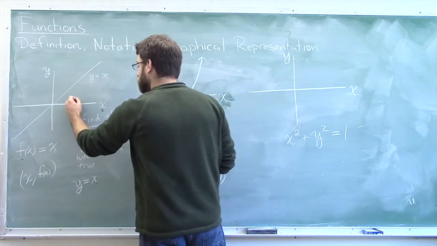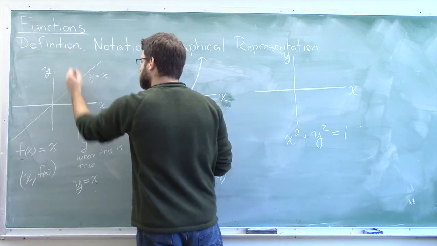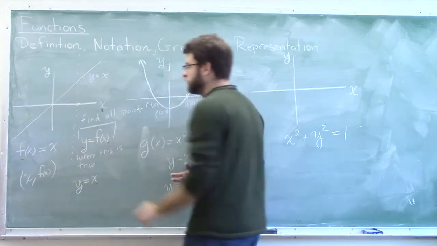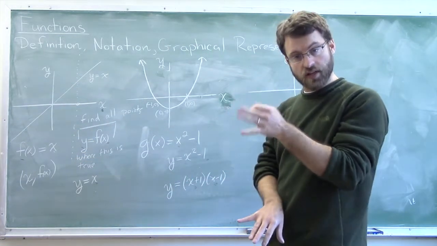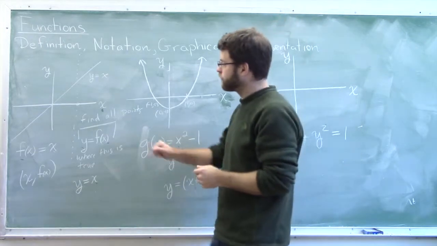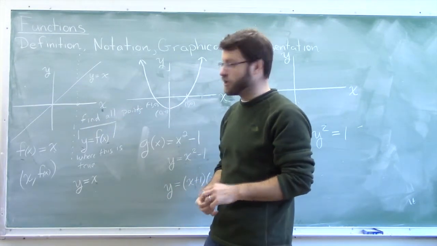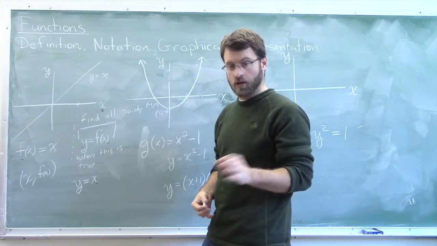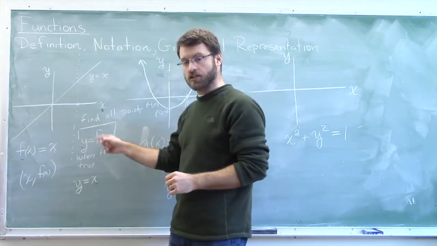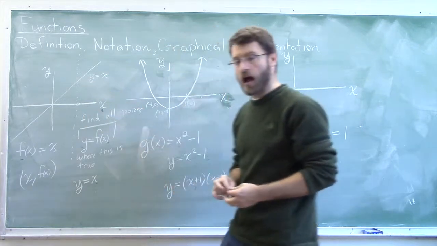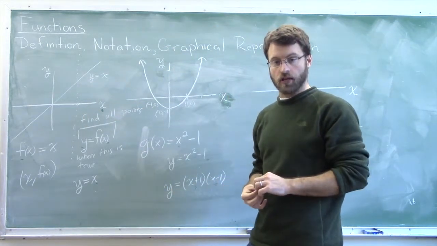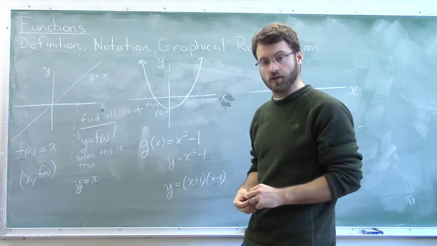So if I draw a vertical line that looks at all the y values at that same x value, it can only pass through the curve, the graph of the function, once. If there were multiple intersections between that vertical line and the graph, we wouldn't have a function. It wouldn't satisfy the definition of a function.